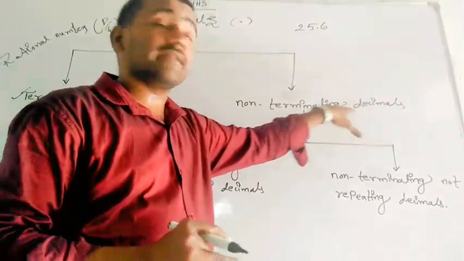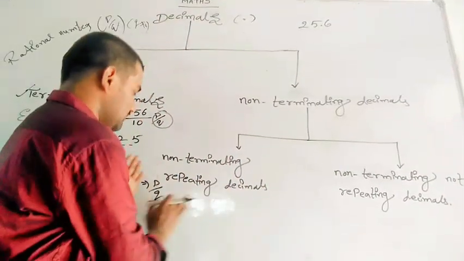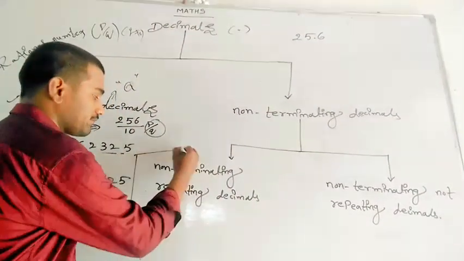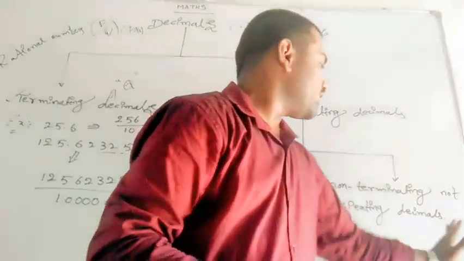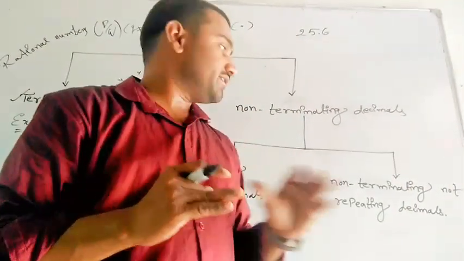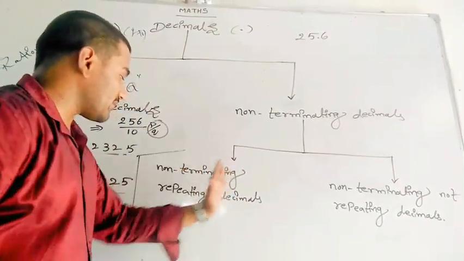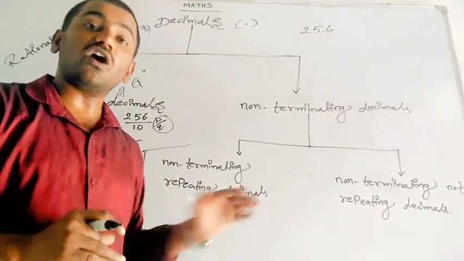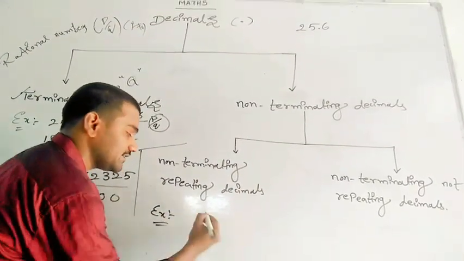So here these non-terminating decimal numbers are classified into two types again. One is non-terminating repeating decimal numbers and the other is non-terminating non-repeating decimal numbers. So let's first know about the non-terminating repeating decimal numbers. Let me write one example so that you can understand.